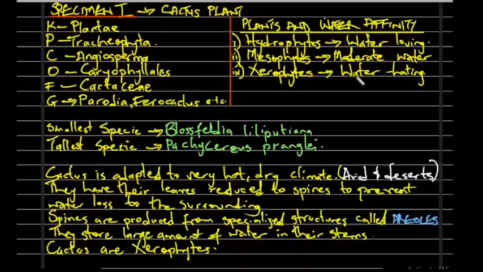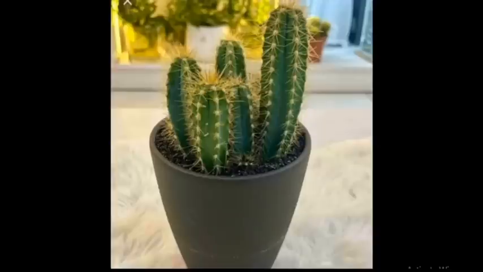Xerophytes are organisms that are found cultivated or growing in environments that do not have water, environments that lack water. Those are the environments that we have the xerophytes. So organisms like the cactus, this cactus is a major example of the xerophytes. So here we have an example of the cactus.